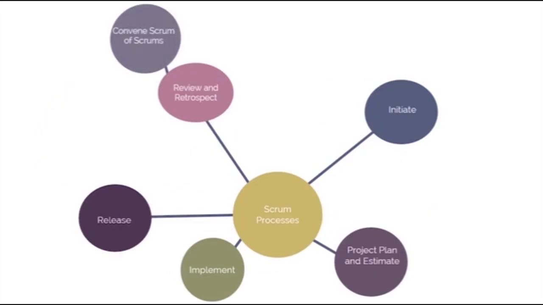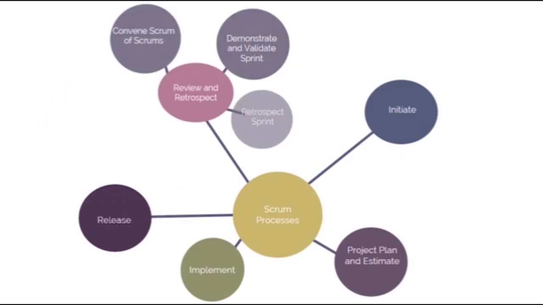The next phase is review and retrospect. There are three main processes that take place during this phase. The first one is convene Scrum of Scrums.